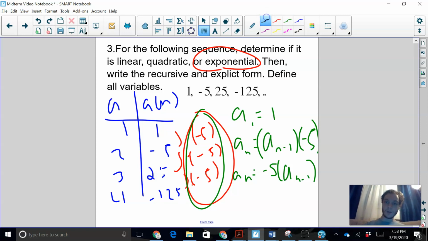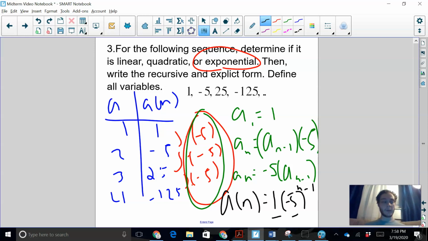If I'm going to do my explicit, well, my explicit would be a as a function of n is equal to the initial term 1 times -5, which is my ratio, to the n minus 1. This is my initial term. This is the ratio, -5, and then let's put n minus 1 in the exponent. And that's it for that one. The one that requires the most work, in my opinion, as you can see, is the quadratic one.